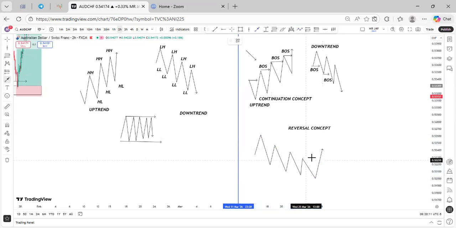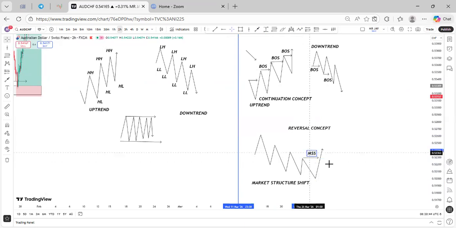market structure shift, right? Market structure shift simply means, let me just write it down. Market structure shift, right? So this simply just means, or you can also call it MSS. So let's say MSS, MSS, yeah.